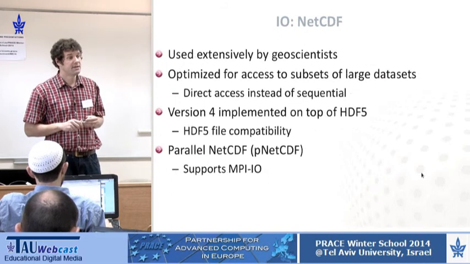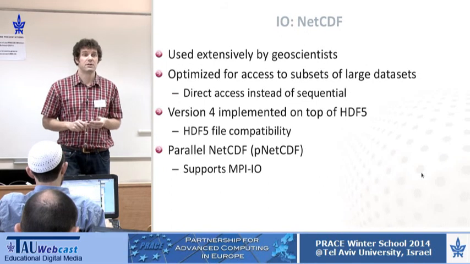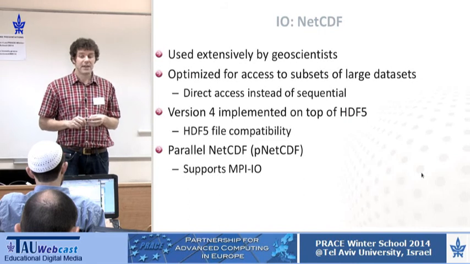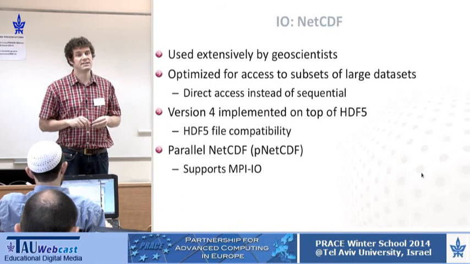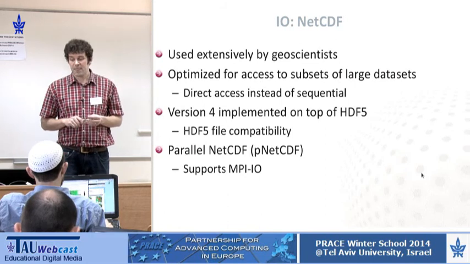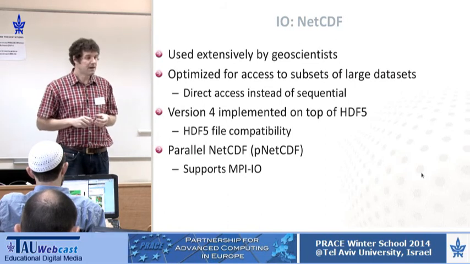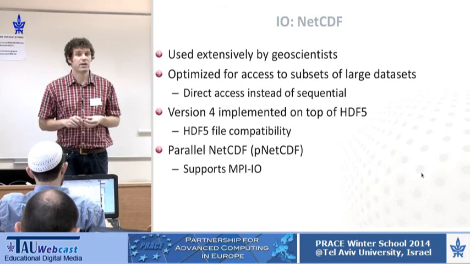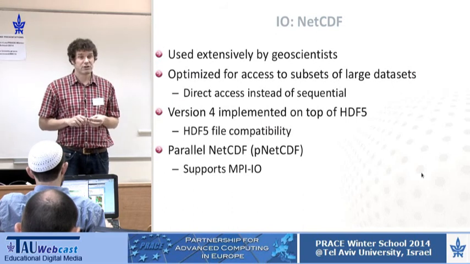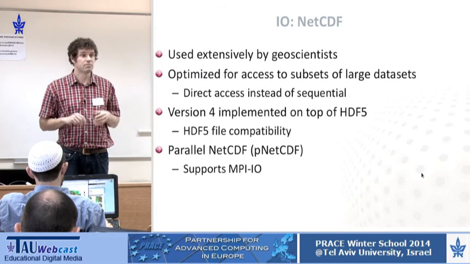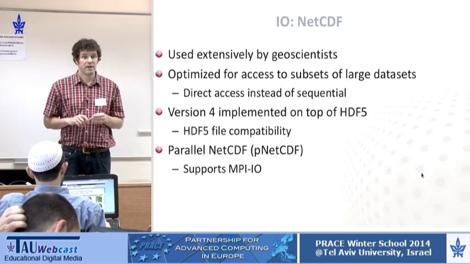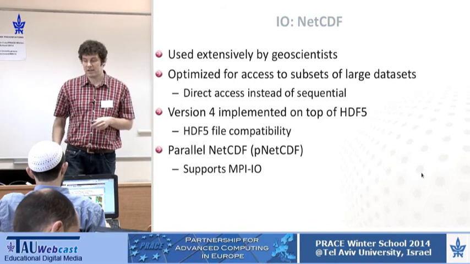NetCDF is another popular file format. It's maybe more used by geoscientists. The basic idea is quite similar. It doesn't have the same kind of hierarchy as HDF5, but it suits quite well for working with large data sets. And actually version 4 is implemented on top of HDF5. There is also a parallel version available, and once again it is built on top of MPI-IO.